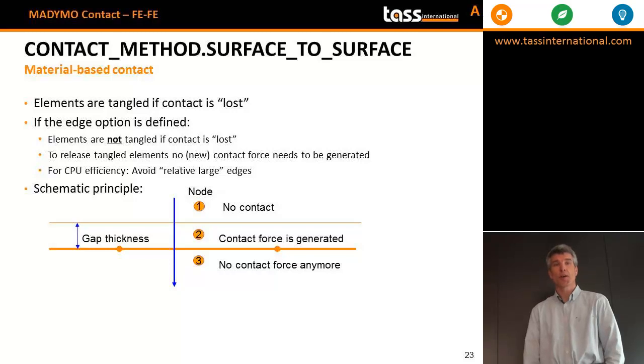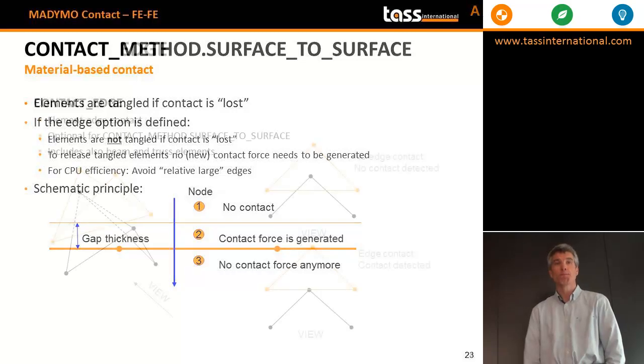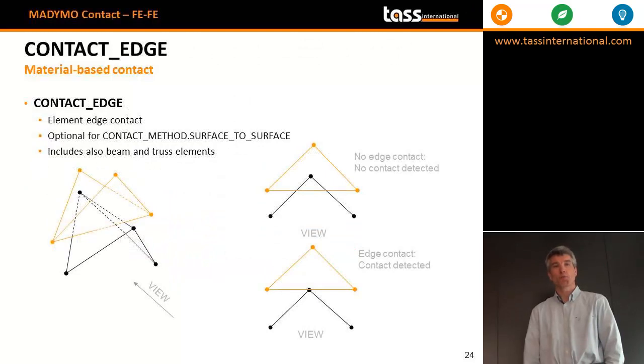There's one thing you have to take into account: if you have large edges, the CPU time will increase. So avoid very large edges in your contact. Now let's focus more on the contact edge. It's an optional but highly recommended option under surface to surface, so the symmetric contact.